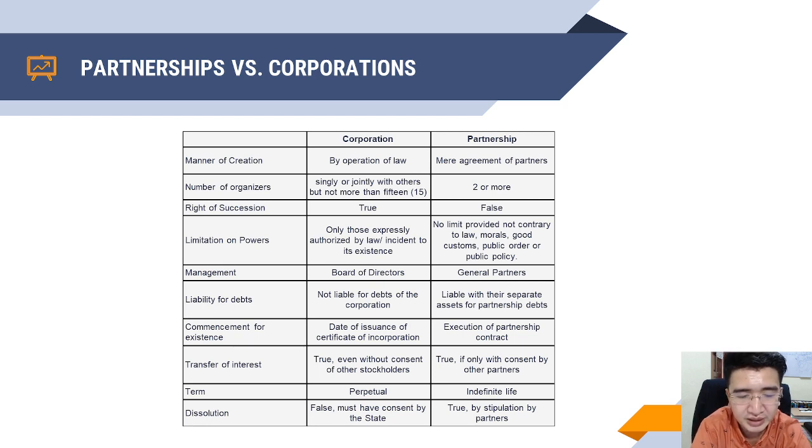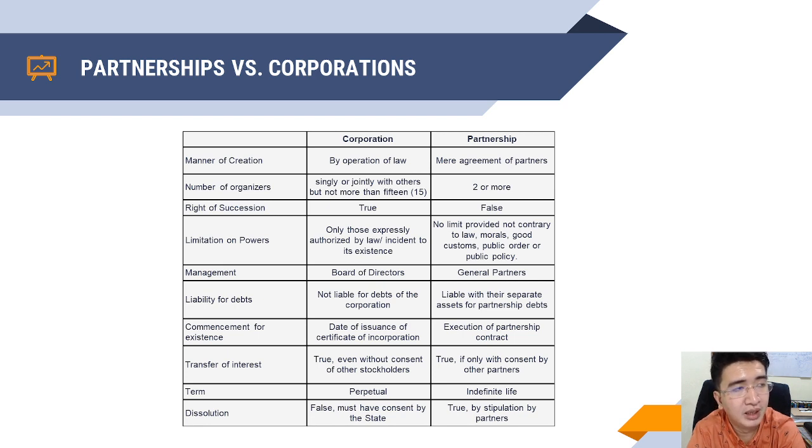Okay? Liability for debts, ito yung medyo talagang hindi sila magkaparehas pero merong konting similarity. Why? For corporation, not liable for debts of the corporation, but for partnership, liable with their separate assets for partnership debts. So, in short, for corporation, you have limited liability. Meaning, kung ano yung shares, yung value ng shares or yung value ng stocks mo, yun lang yung pwedeng mawala sa'yo. Okay? Kapag nalugi yung corporation, yun lang, walang habol sa'yo. Unlike for partnership, especially if you're a general partner, you are liable with your separate assets for partnership debts. Yun isang advantage if you try to form a corporation.